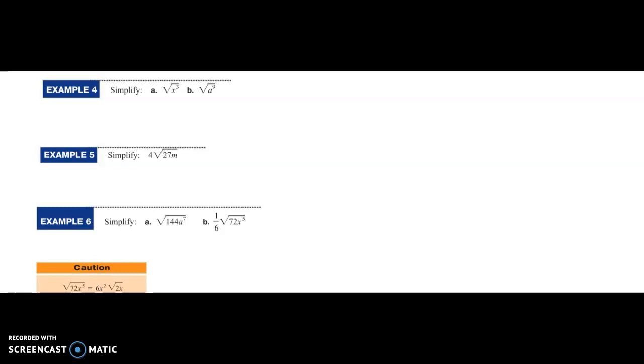Hey girls, today we're going to look at taking the square root of variables. So it's simplifying square roots. We're still in 8.2 in your textbook, but now we're going to add variables to our lesson from yesterday.